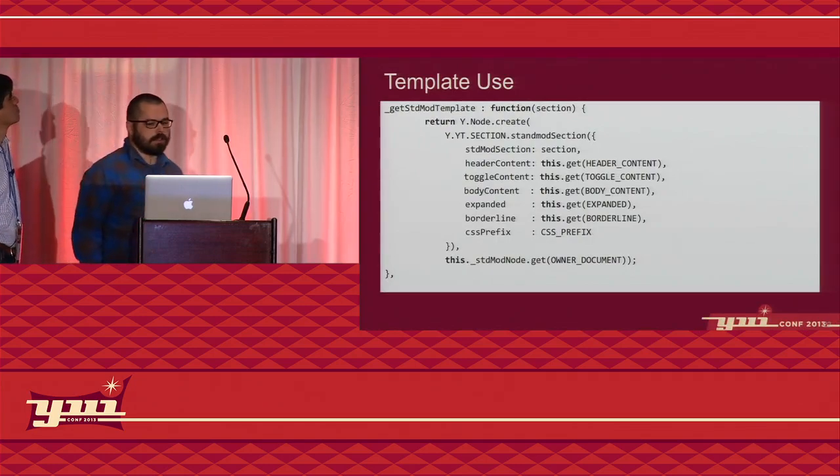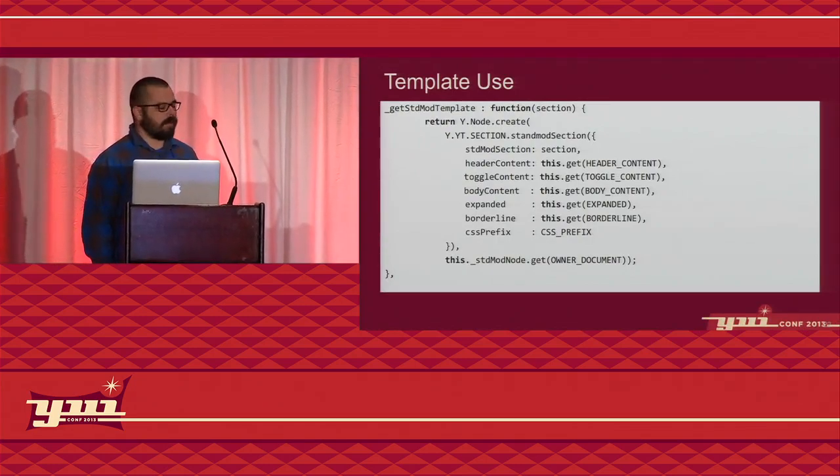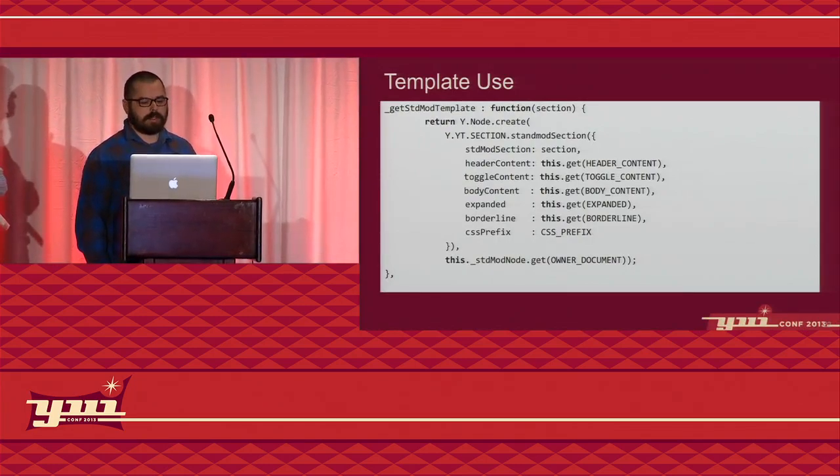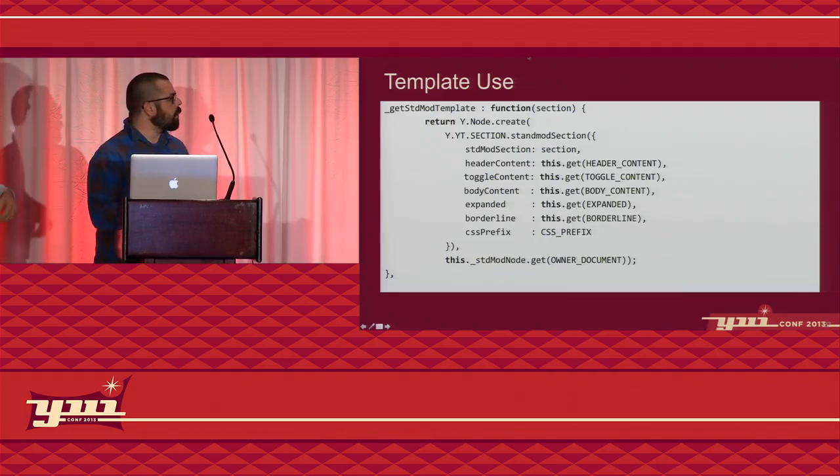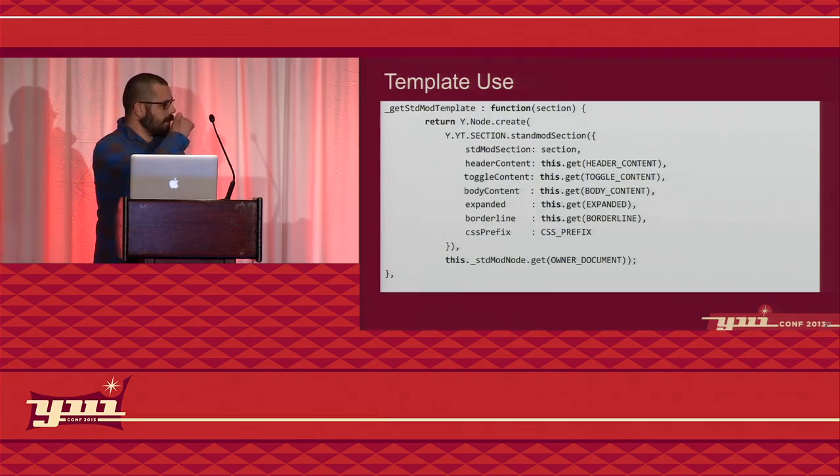And this is just a simple example of how we use it. So we have a section widget that uses widget standard mod. So we just override one of the methods there and just call our own template. So we're calling YT section, standard mod section, passing in our data, and the resulting HTML just gets passed to node.create.